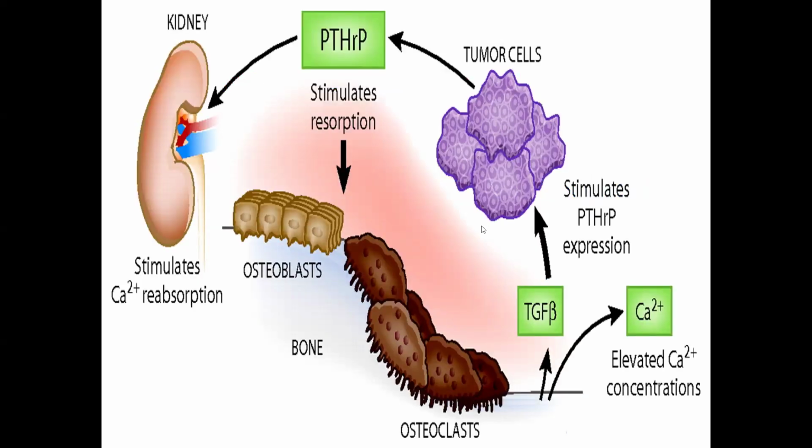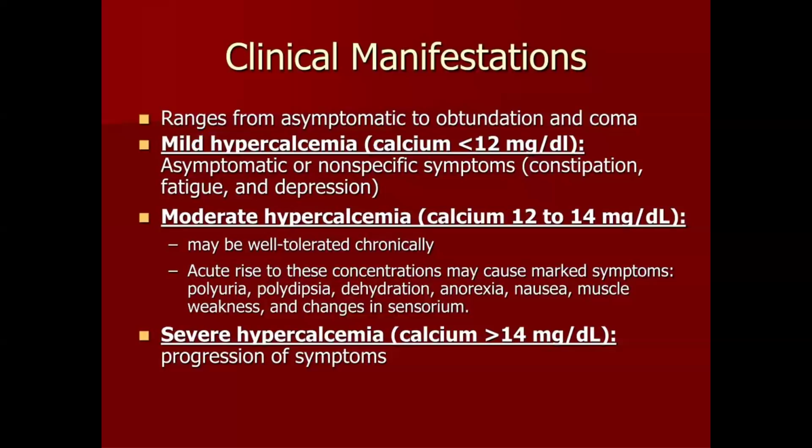And this is basically the pathophysiology of hypercalcemia. It starts with the tumor cells releasing different parathyroid hormone-related proteins, and this can cause a chain of reaction here. Or a local osteolytic effect, like bone metastasis.